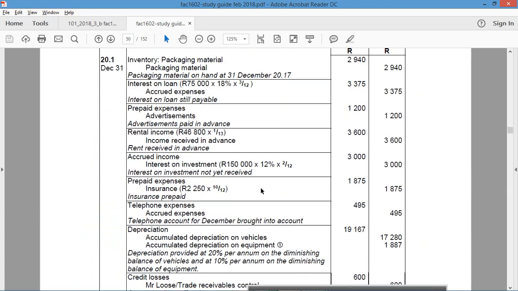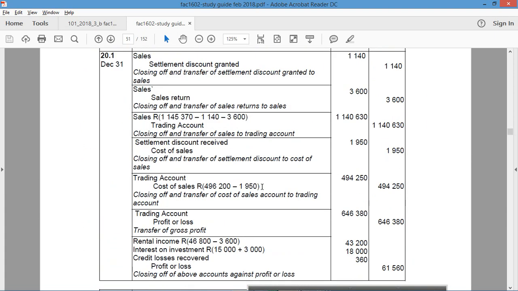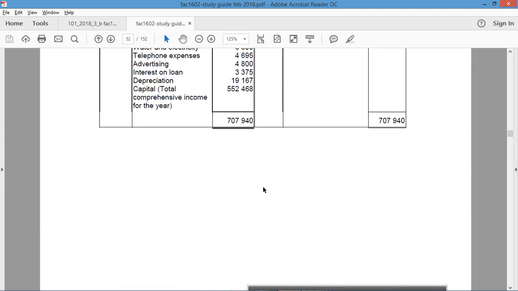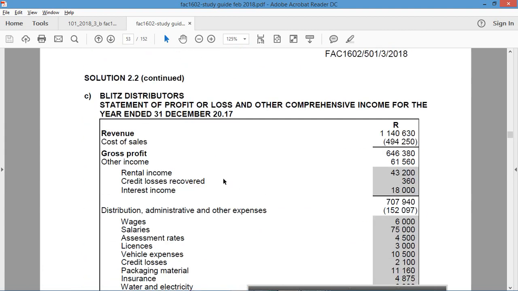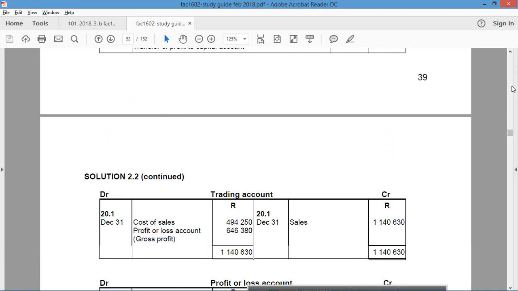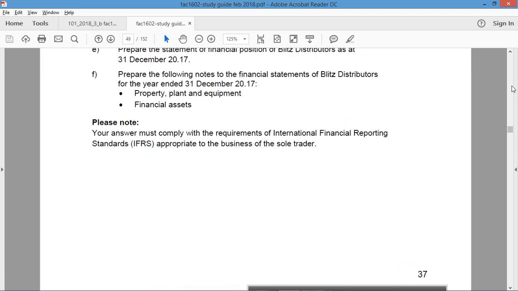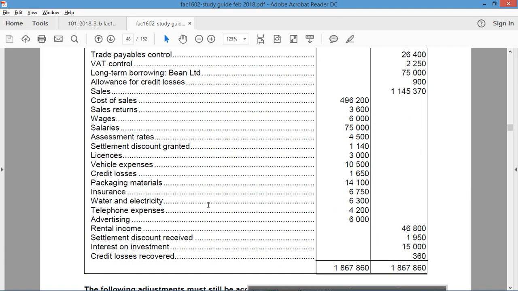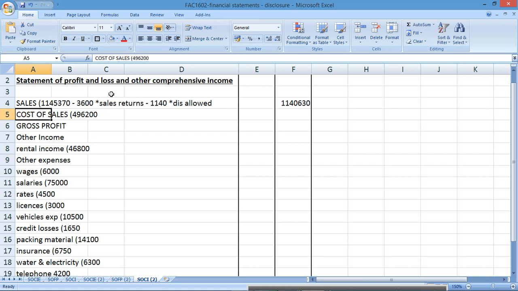So let's double check and see if they've closed that off to the right account. Let's see their cost of sales. Here they've got cost of sales as 494,250. What is our current cost of sales? 496,200. So it looks like they have taken it off. Let's go back and look at that amount. There's discount received. What is it? 1950. So we're probably going to take off minus 1950 from that.